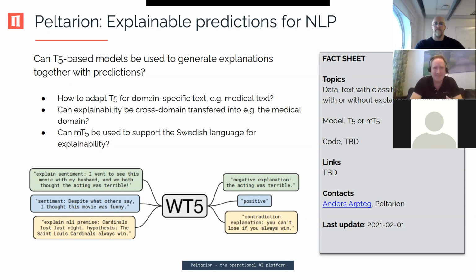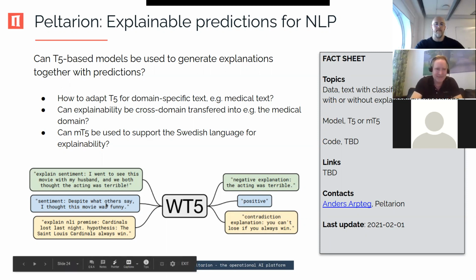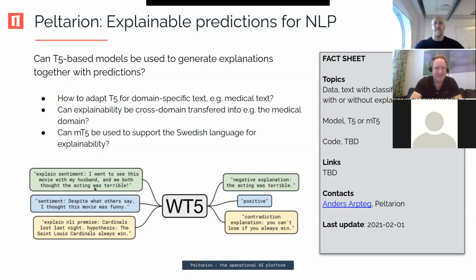So what you see below here is that you can, for example, ask the green bubble to the left, saying, explain sentiment, and then some piece of text. And the model will, for one, do a prediction of the sentiment, which says negative in the green bubble to the right. And then it says explanation colon and explains the negative sentiment, saying the acting was terrible. And this is actually kind of magical almost, that it can not only make a prediction, but actually generate natural language to describe why the model thinks the prediction was, in this case, a negative sentiment.